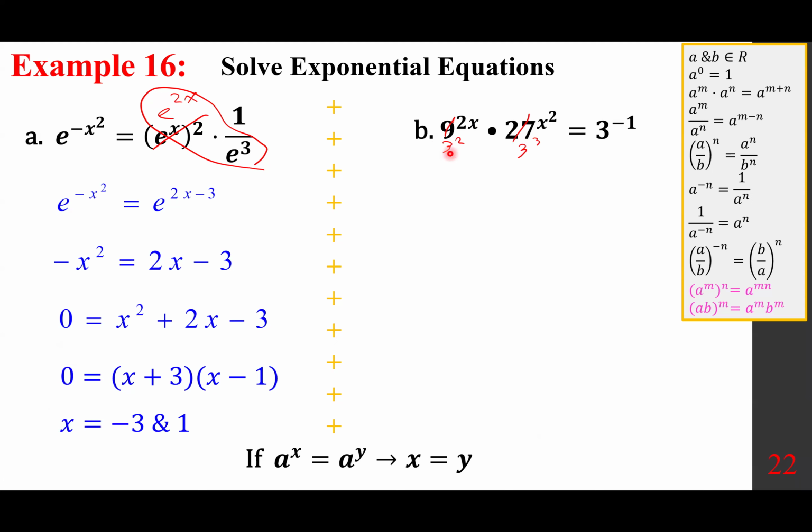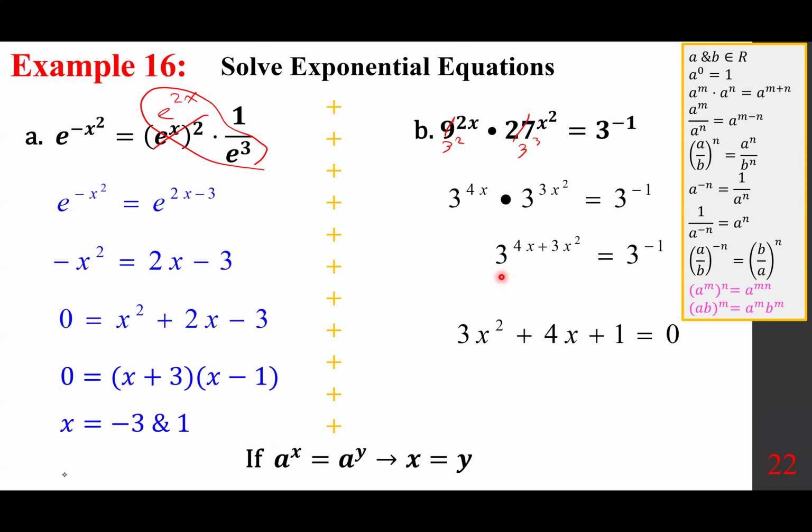So what happens is that this is 3 squared to the power of 2x. That means 3 to the power of 2 times 2x, or 4x, and that means 3 to the power of 3x squared. This has got to do with the exponential rules. And now the product rule says I can add their exponents because we have the same base. We must have the same exponent. So 4x plus 3x squared equals negative 1.